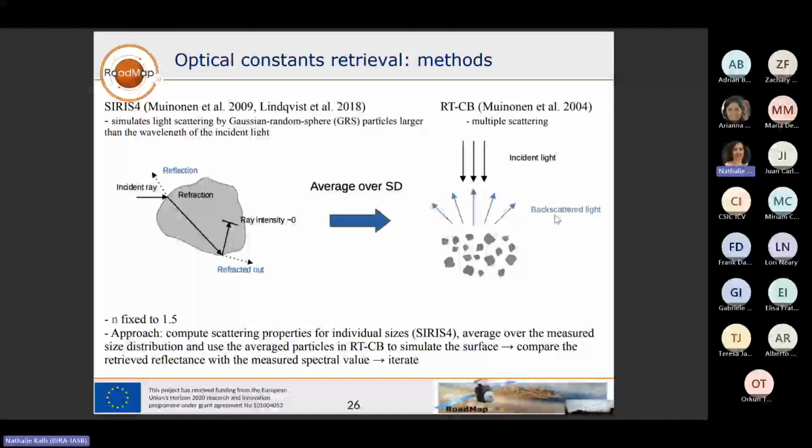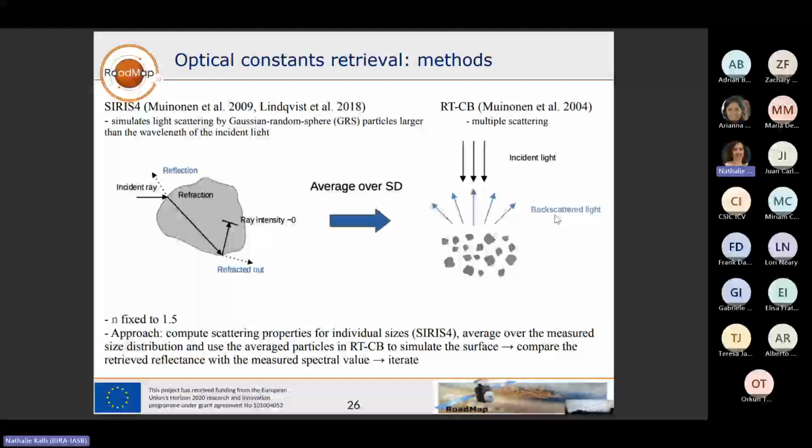Olga already showed you this, but I'm going to tell more about it. This is the modeling scheme that we are using. Basically, we first use SIRIS 4, a ray tracing code. It simulates light scattering by Gaussian random sphere particles that are larger than the wavelength of the incident light. We first compute single scattering properties for individual, different particle sizes, and then we average the scattering properties over the measured size distribution that we have.